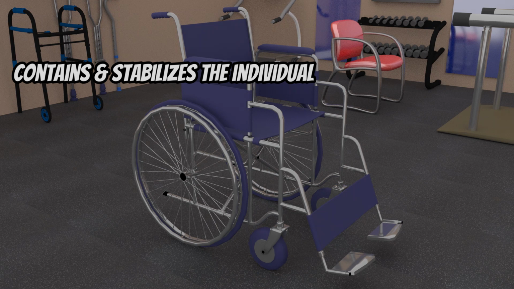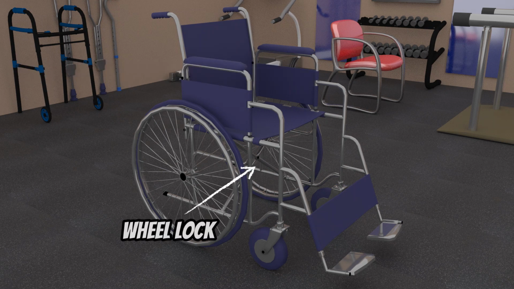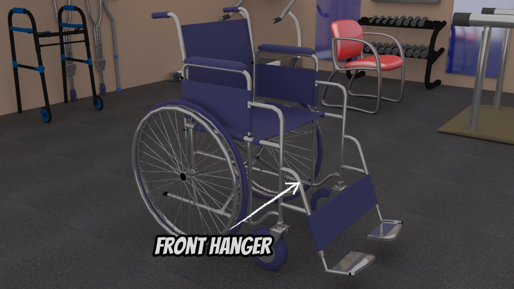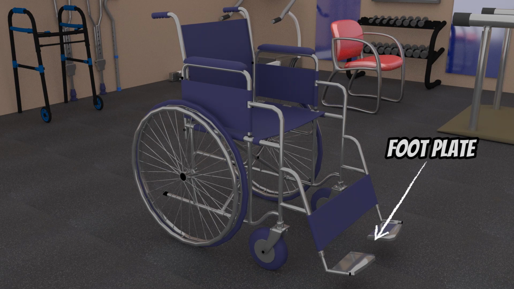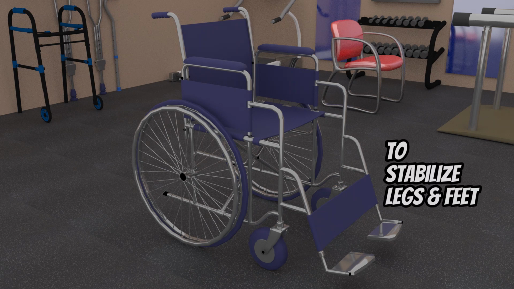The seat extends forward through the wheel lock that locks the chair, the front hanger which connects to the leg upholstery and the foot plate. Both of these parts, which are the leg upholstery and the foot plate, stabilize the patient's legs and feet.